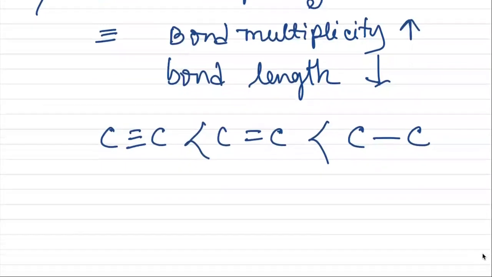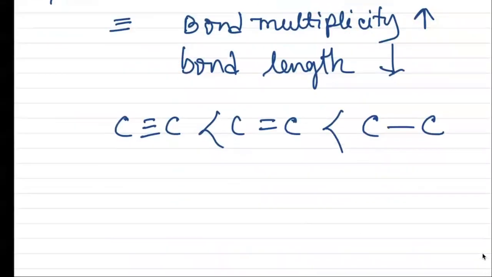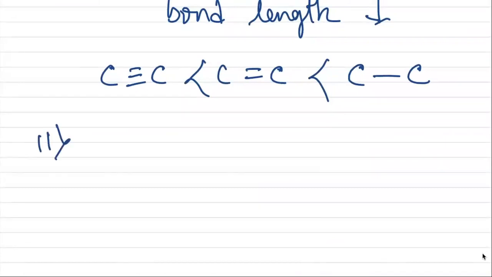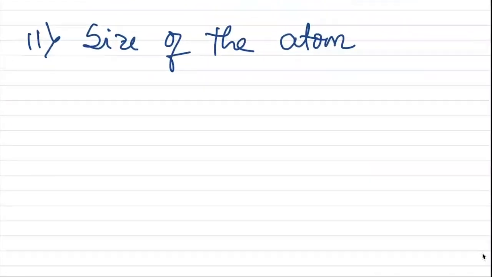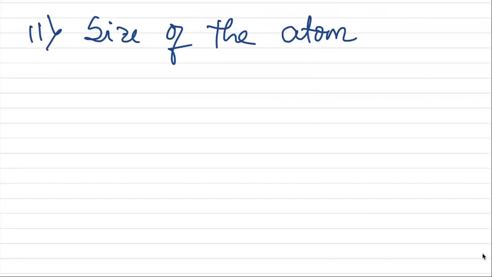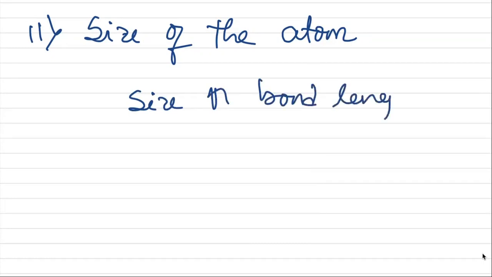Now, the next factor which affects the bond length is the size of the atom. Obviously, if the size of the atom increases, bond length will increase. Can anyone explain why?